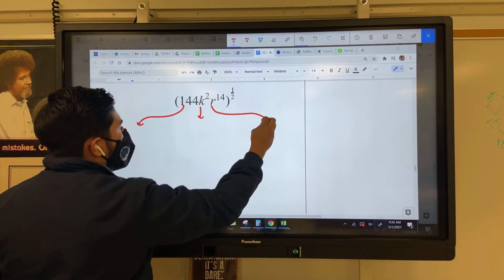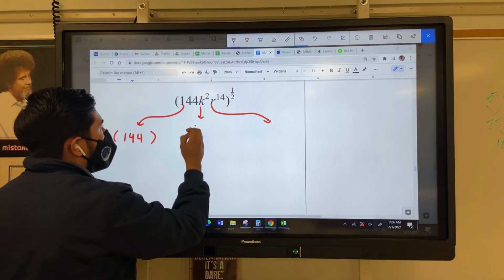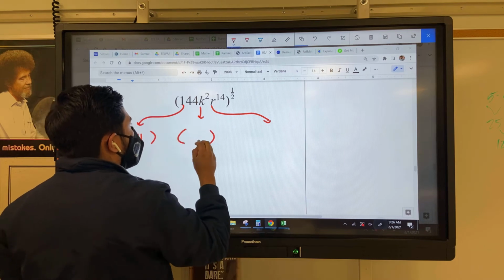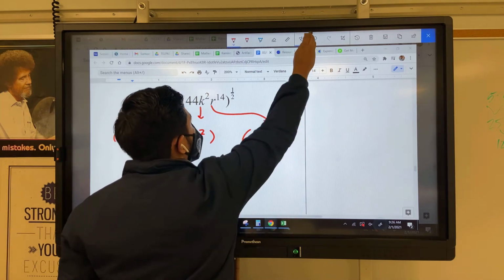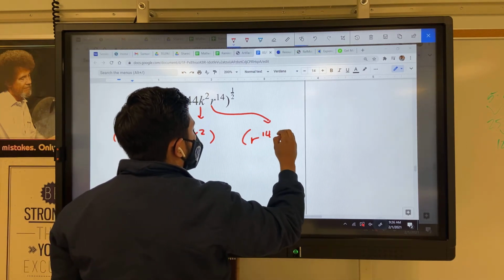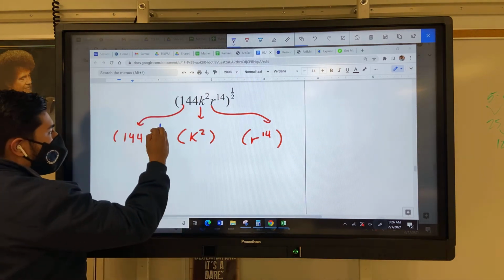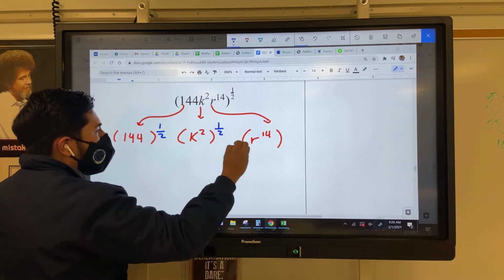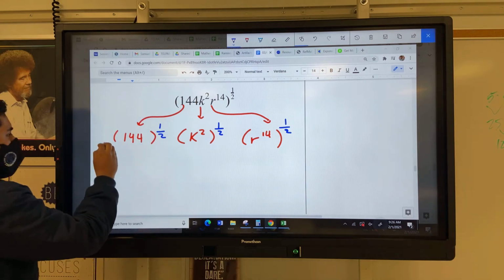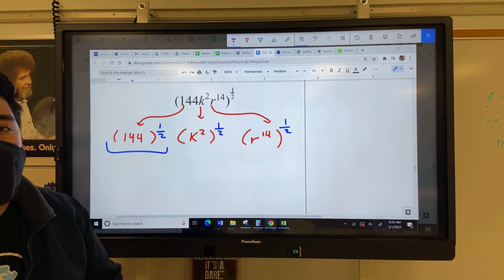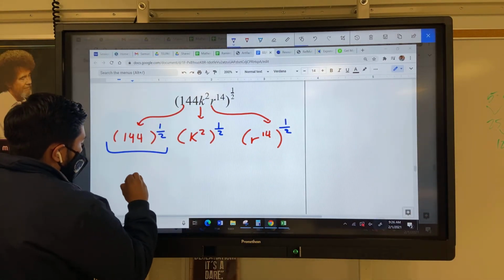First parentheses is 144. Second parentheses is k to the power of 2. Third parentheses is r to the 14th. And then I'm going to share that 1/2 power for each one. After that, you do need to put this in the calculator or go to Google, put 144 to the power of half. You should get 12.